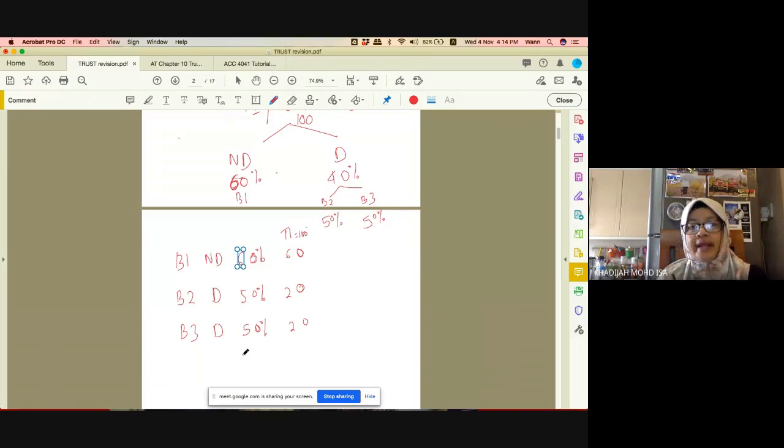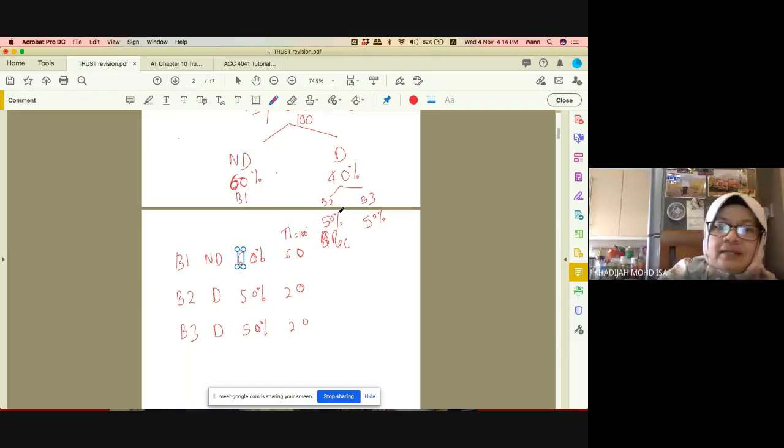I can have under non-discretionary, I can have B1 and B4 for example. But that 60% will be divided according to the entitlement between B1 and B4. But the discretionary portion is between B2 and B3, then I divide accordingly. But then because this one is non-discretionary, you also have the other amount received, actually received.